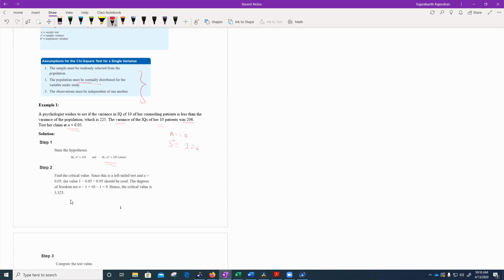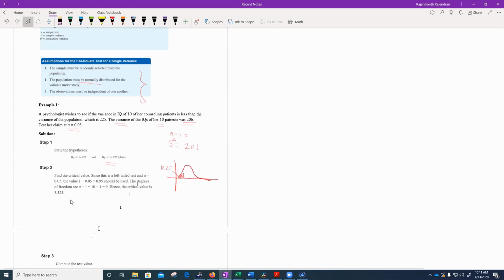Okay. So now we are testing this hypothesis. If you draw a picture now, remember we are under the chi-square distribution. So which kind of test is this? This is a left tail test. We color the left side. Now this is going to be my alpha. That is how much? 0.05.